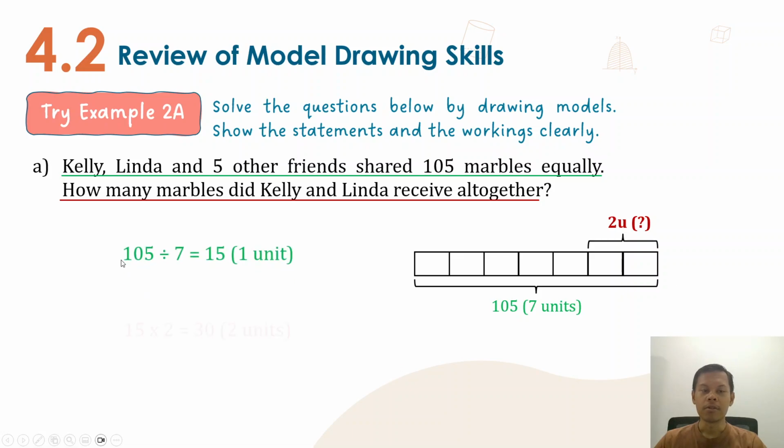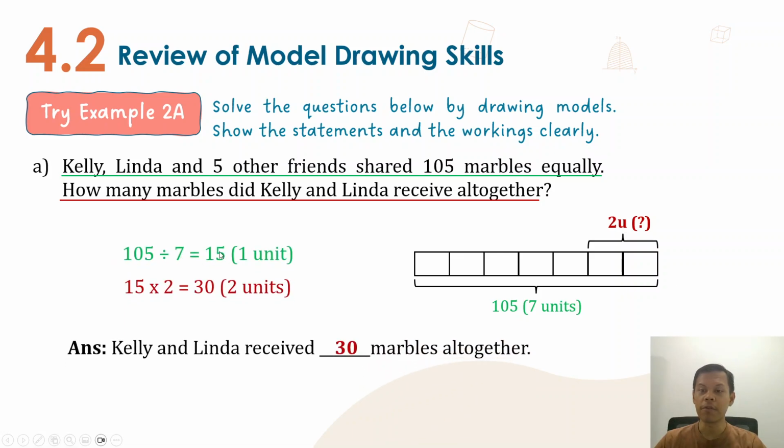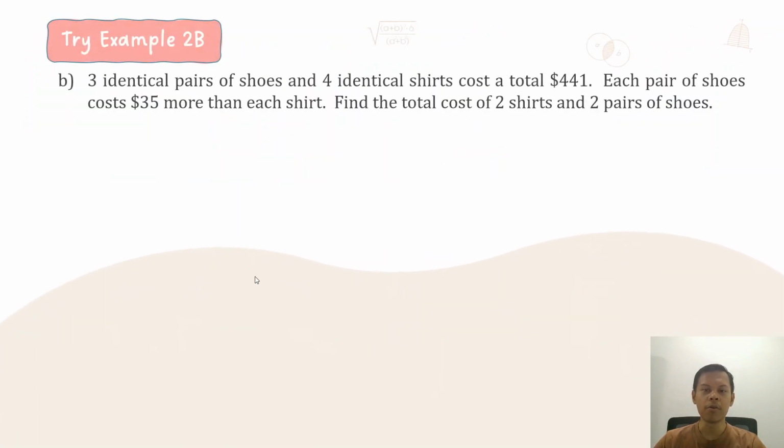Alright, so 105 divided by 7, we are going to get 15, which is 1 unit. Then we need to times it by 2 because we are finding for Kelly and Linda. So 2 units over here. 15 times 2, we are going to get 30. So Kelly and Linda received 30 marbles altogether. Alright, so this first part is what we call the part-whole model. We are looking for a part of it from the whole of the model drawing. Okay, on to our second part for the model drawing. Let's read together. Alright, 3 identical pairs of shoes and 4 identical shirts cost a total of $441.